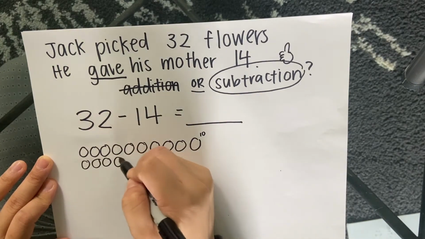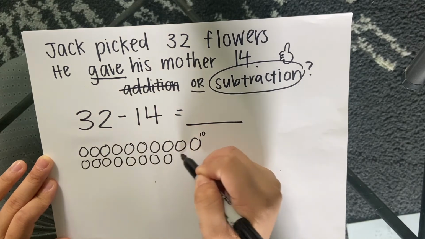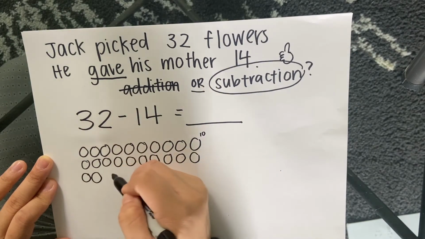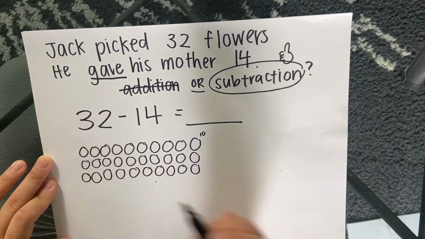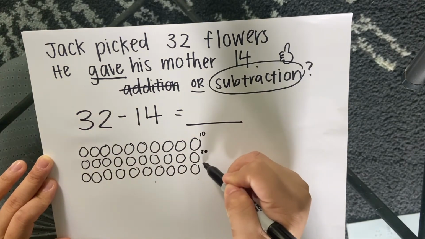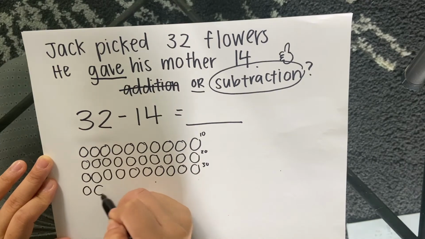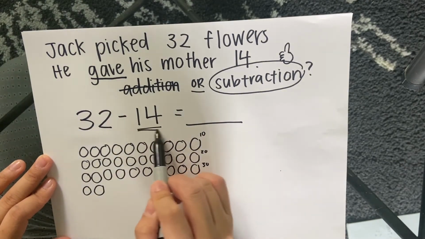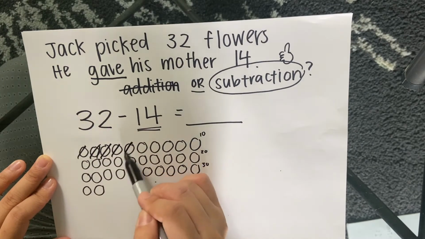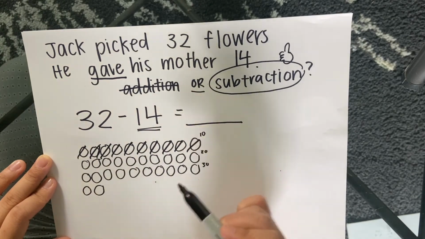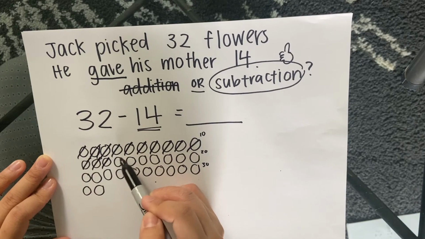When I do the next row, I don't have to count it anymore because I know that it's going to be another row of 10 and another row of 10. And that's 10, 20, and 30. So I need 32. 31, 32. All right, so we're subtracting 14. I'm going to minus 14. 3, 4, 5, 6, 7, 8, 9, 10, 11, 12, 13, 14.